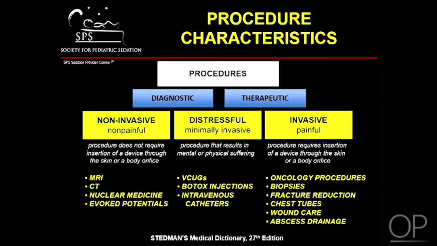Procedures can be classified in a number of ways based on whether they are diagnostic, therapeutic, or both. One of the most useful ways to classify procedures is based on the degree of pain or discomfort associated with the procedure. On one end of the spectrum are procedures that are non-invasive or non-painful, like MRI scans or CT scans. On the opposite end are procedures that are considered invasive, like biopsies, fracture reduction, and wound care. A third, less well-defined category is something in between and could be considered distressful or minimally invasive. Procedures like VCUGs and Botox injections may fall into this category.